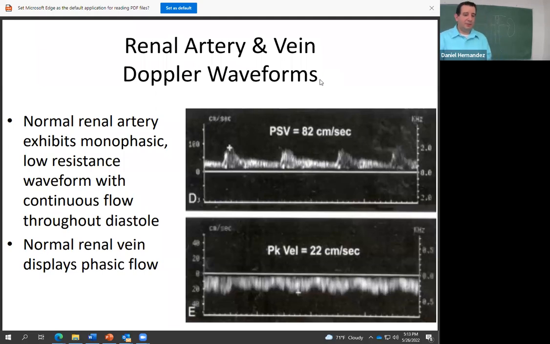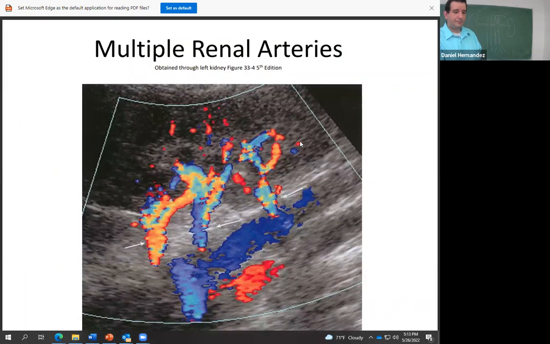So these are some normal waveforms for both the renal artery and the renal vein. We can see a nice low resistant waveform with forward continuous flow throughout diastole. This is an example of a patient that has multiple renal arteries. We can see what looks like 1, 2, 3 renal arteries actually connecting to this kidney.